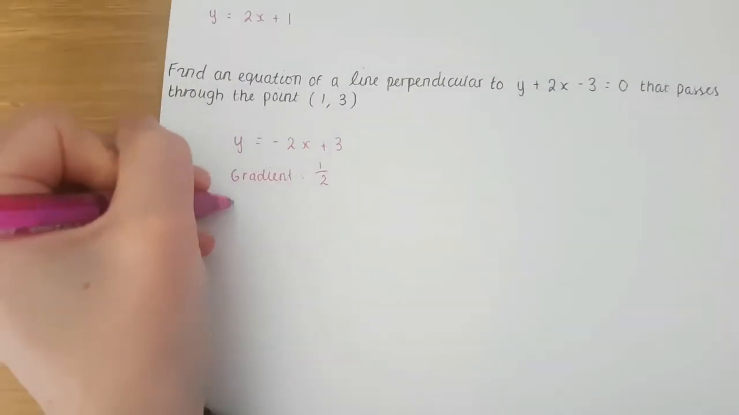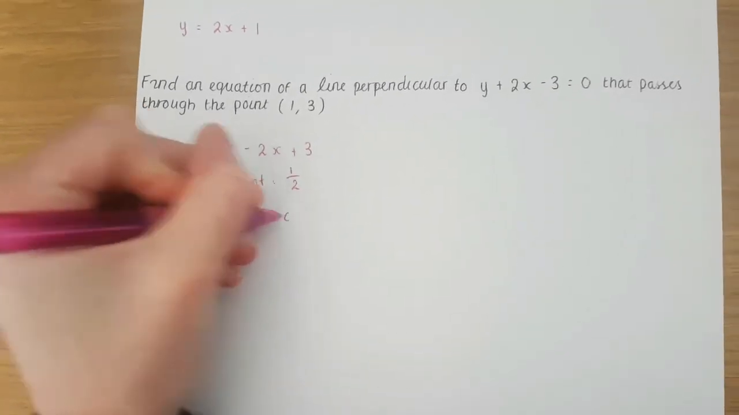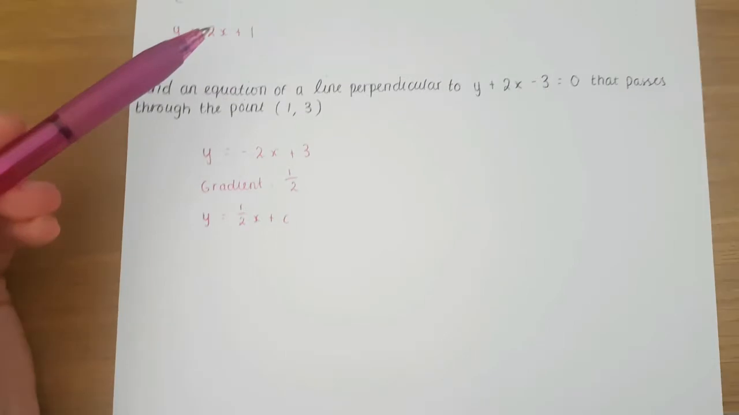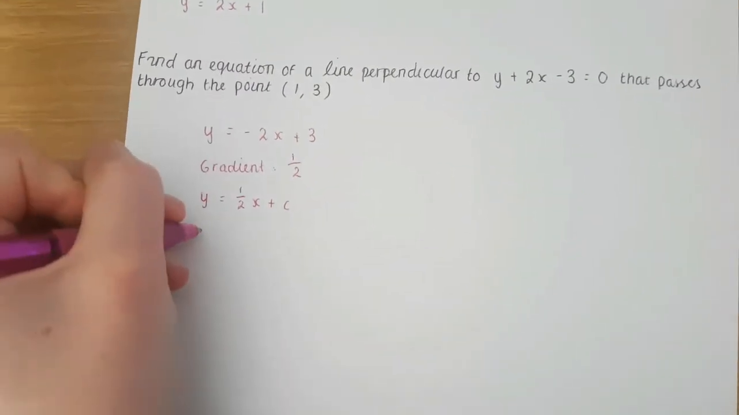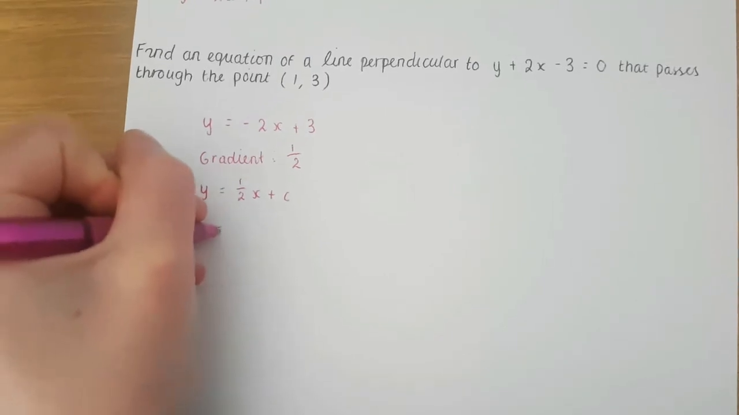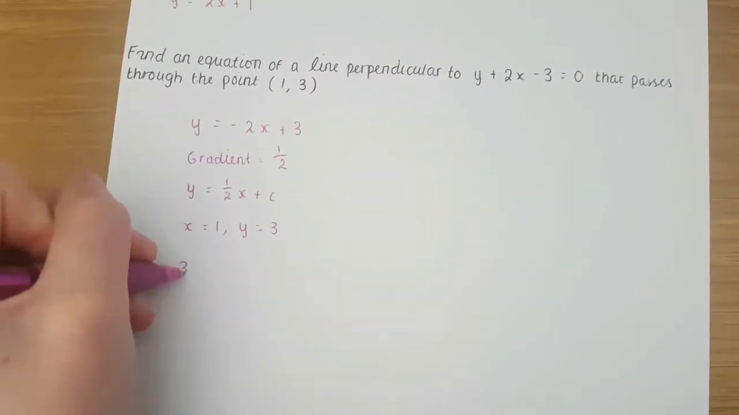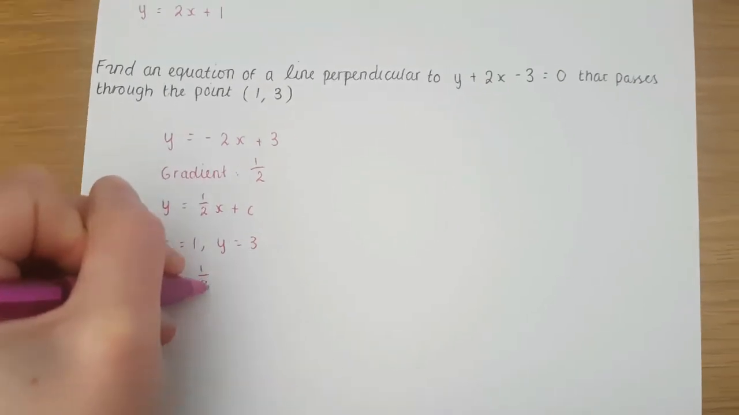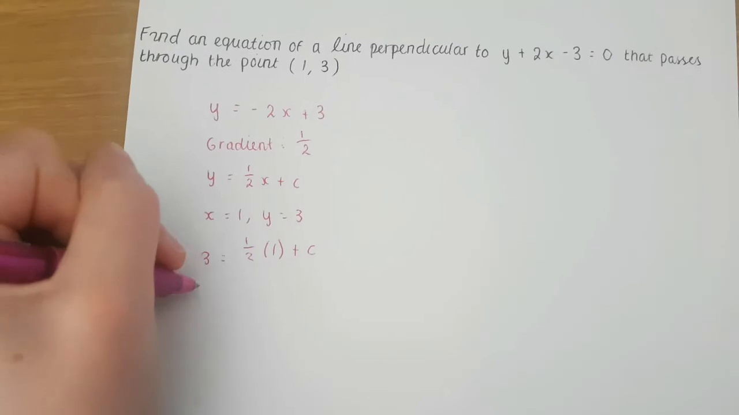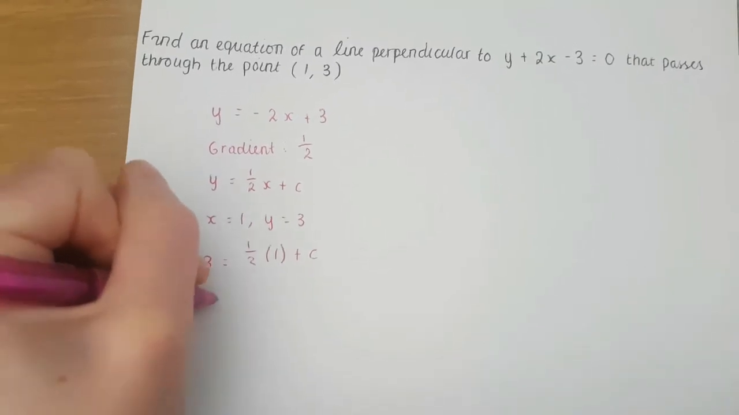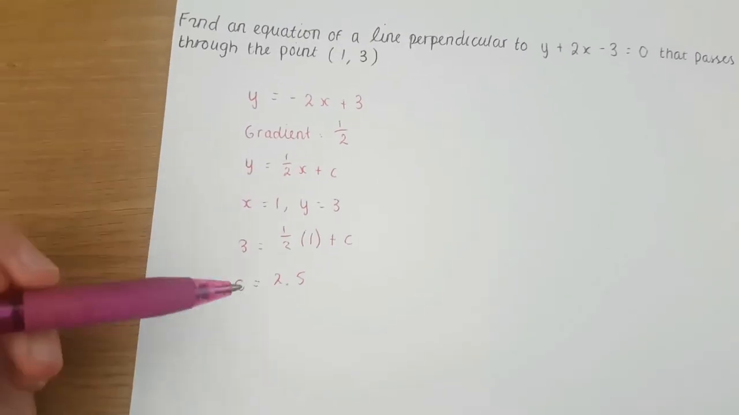I can rewrite this in my general form, so y is equal to 1/2x plus c. And I do exactly the same thing as with the parallel line. So I've got the point 1, 3, and I'm going to substitute this into my equation. So x equals 1 and y is equal to 3. 3 is equal to 1/2 multiplied by 1 plus c. And then I'm going to rearrange for my value of c. So I have c is equal to 2.5, or you can leave it as a fraction if you want.